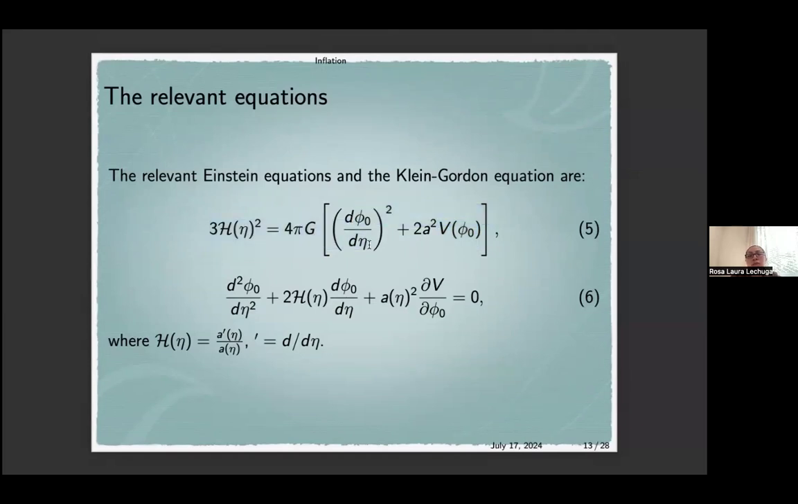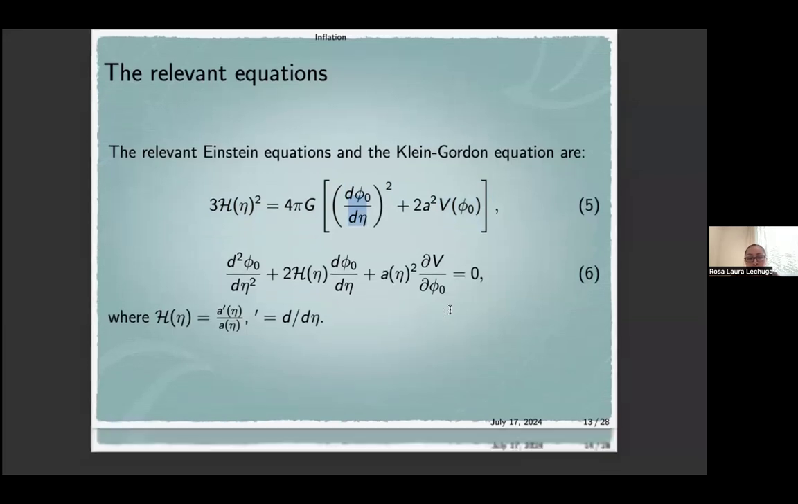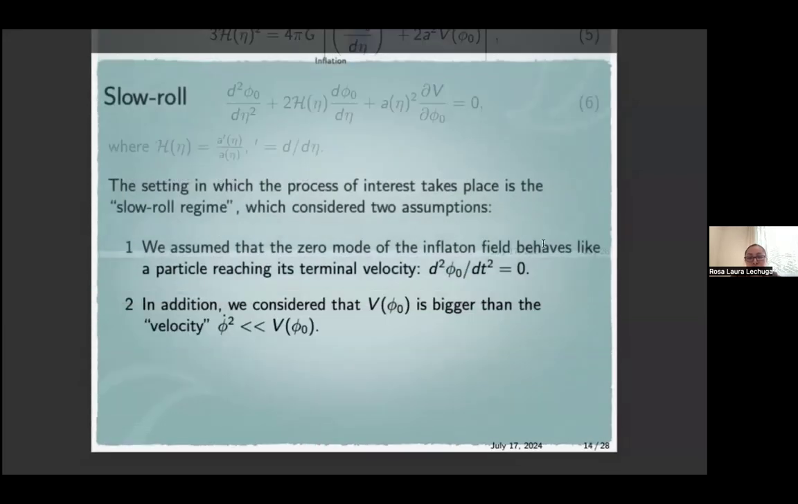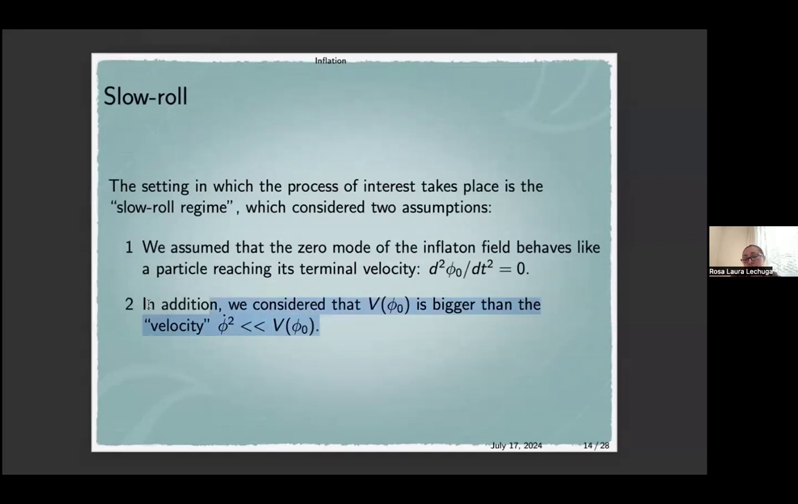Okay, when we compare the velocity with the potential, we can have in mind that when inflation starts, the dominant term is this. The potential is bigger than the derivative of the zero mode of the inflation field. And I put the assumption here in the two. And also, we're going to consider that the zero mode of the inflation field behaves like a particle, as I try to illustrate in this bad diagram.